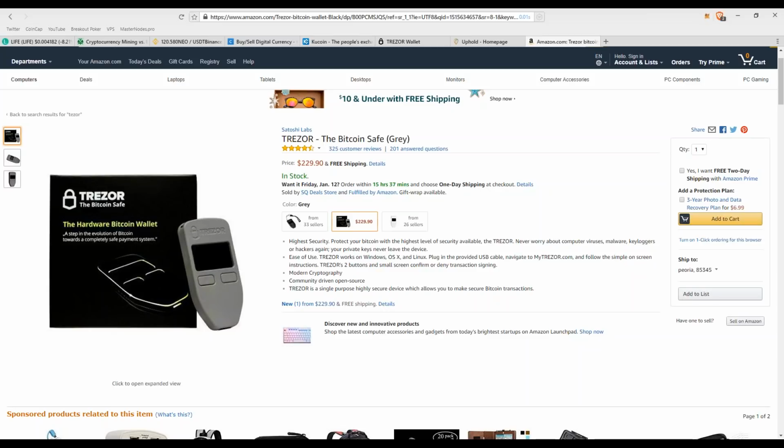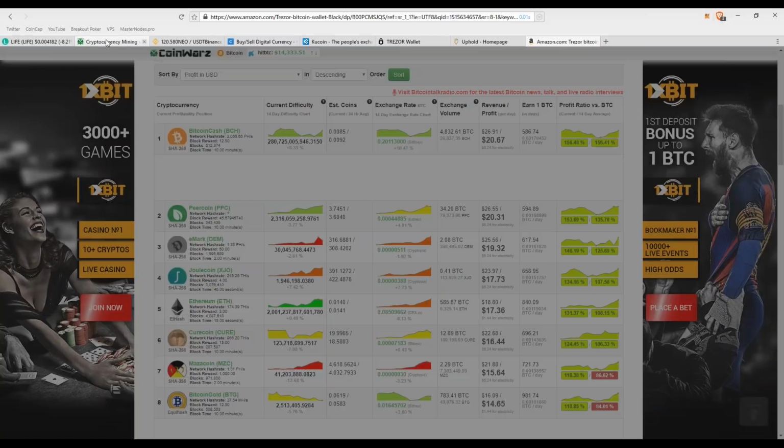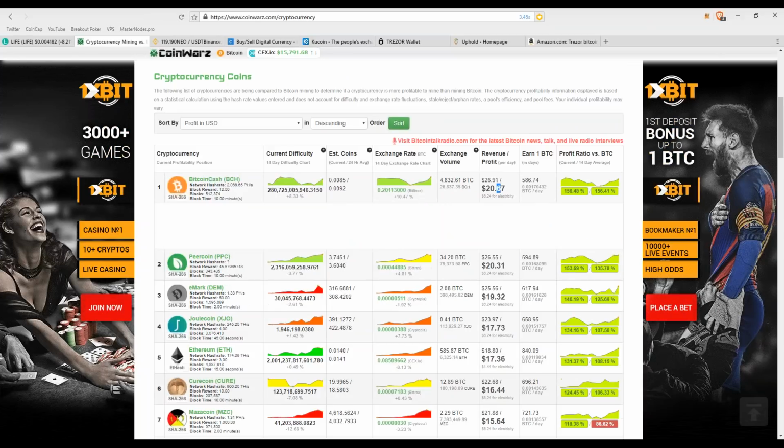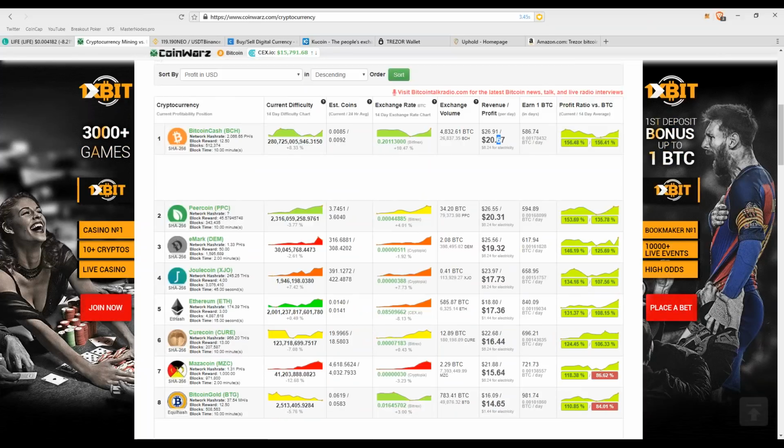I want to get through as many questions as I can, because I feel like answering questions is a little bit more of a dialogue, since you guys can't talk to me. I think I showed you the mining site. This just shows you the revenue, so the cost of electricity on average versus the profitability. It's Coinwords.com. So there's that one.